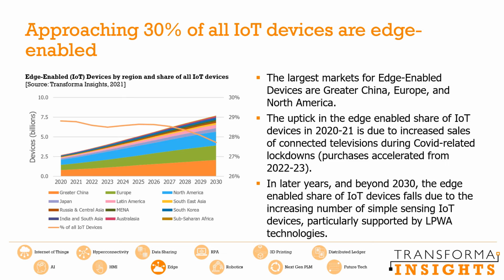There's an uptick in the edge-enabled share of IoT devices in 2021, and that was driven by increased sales of connected televisions during COVID-related lockdowns. And in later years and beyond 2030, the edge-enabled share of IoT devices falls due to an increasing number of simple sensing IoT devices, particularly supported by LPWA technologies. So those pick up a little later in the forecast period, and there's a lot of those particularly simple sensor devices supported by LPWA technologies in the medium term. That pulls the percentage down of IoT devices that are edge enabled.